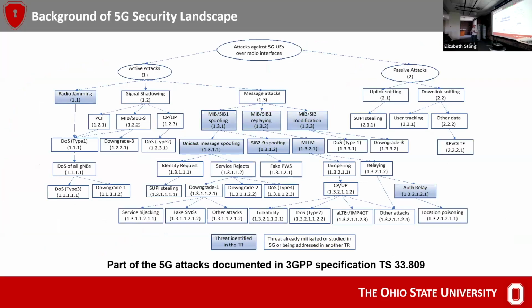Within the security space, over the years the security community has discovered numerous attack surfaces and numerous attacks. This is just a screenshot from a 3GPP specification, 33.809, that shows a part of the security attack terminology, including active attacks, describing how attackers can launch jamming attacks, overshadowing to override the signals, and message attacks to exploit the 5G protocols, as well as passive attacks and how attackers may perform sniffing to obtain user information. Just the tip of the iceberg.